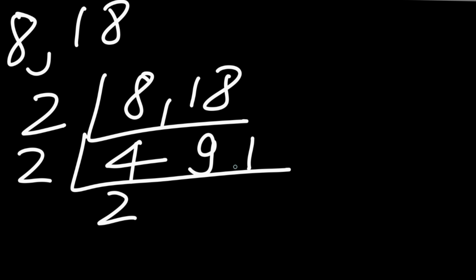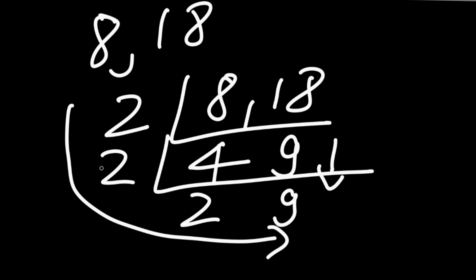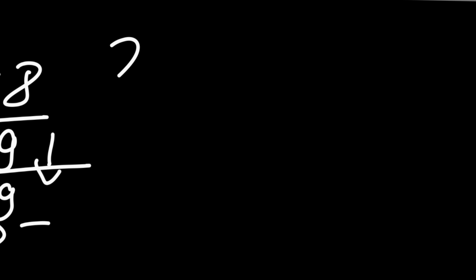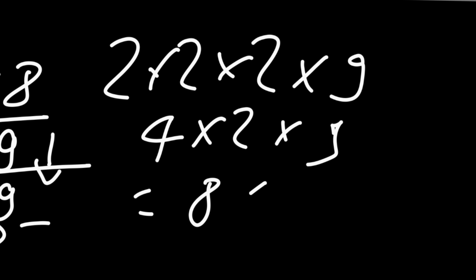Now let's do other numbers. Let's do 8 and, for example, 18. Let's find the LCM of both of them using the division method. We can divide by 2: 2 4s are 8, 2 9s are 18, 2 2s are 4. Again we cannot divide, so we just bring down the 9, and we multiply the outside numbers, which are 2, 2, 2, 9. 2 into 2 into 2 into 9 gives us 4 into 2 into 9, 8 into 9.